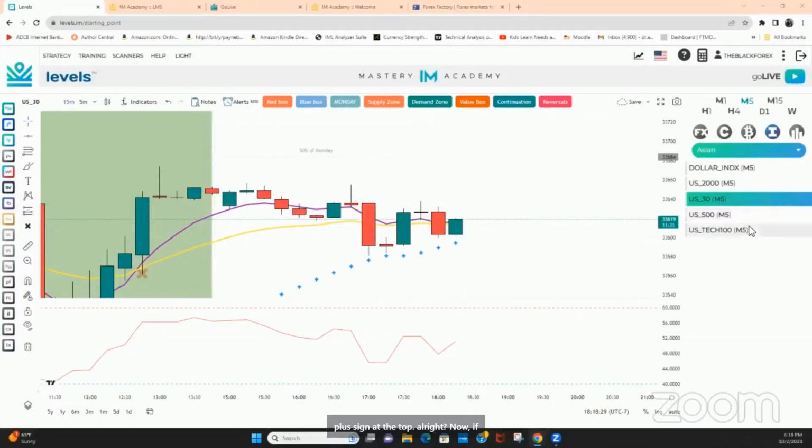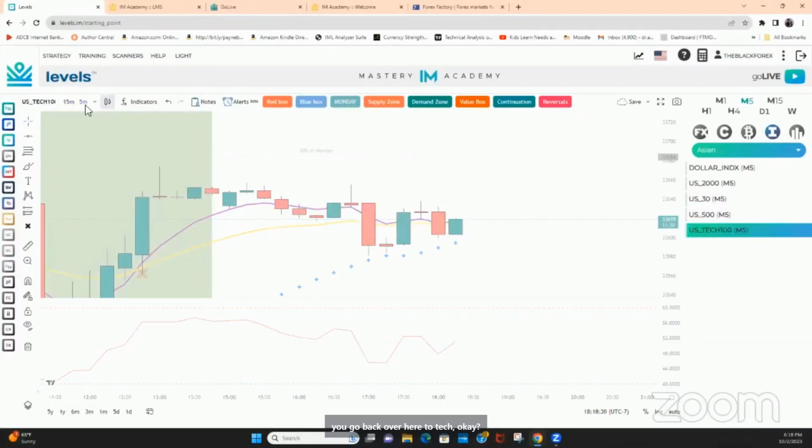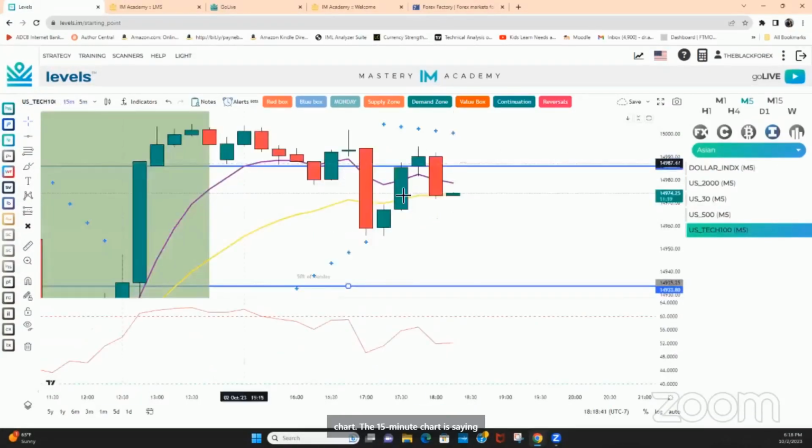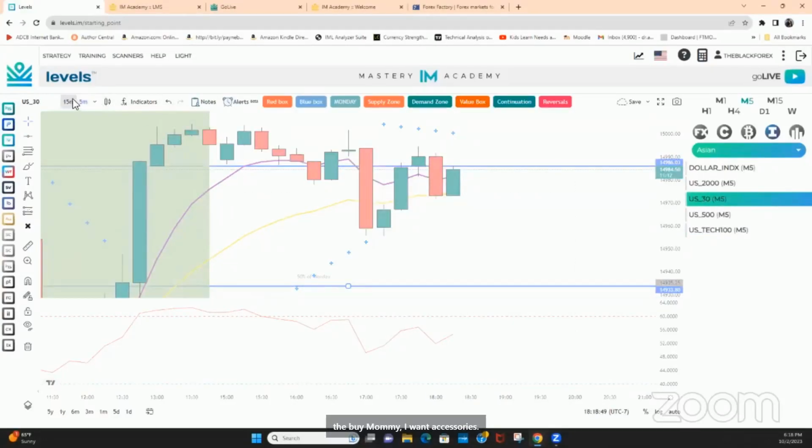All right. Now, if you go back over here to tech, this is on the 5-minute chart. It has buy momentum, but there are no plus signs. Let's look at the 15-minute chart. The 15-minute chart is saying it still has buy momentum, but it's saying hold up on the buy.